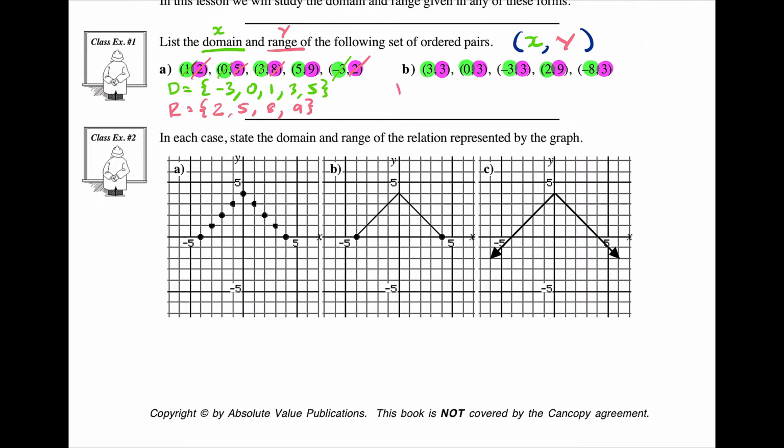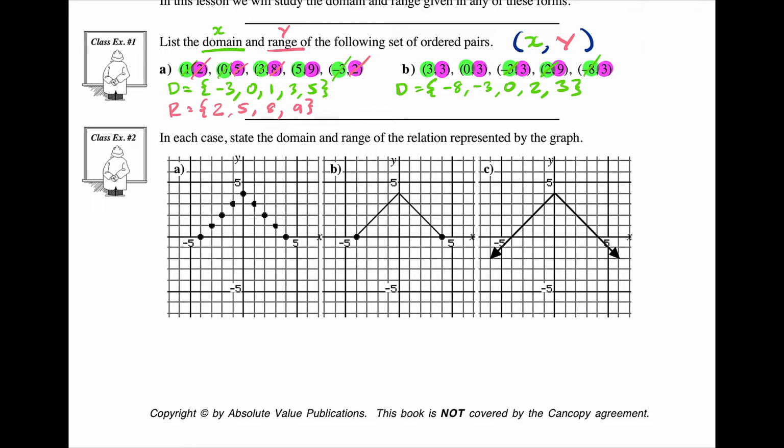Okay, so for the domain, it's going to equal the set of values that are here, starting with -8, -3, 0, 2, and 3.